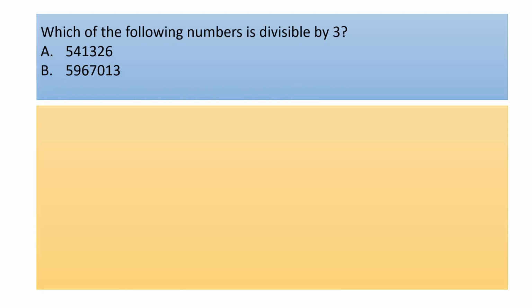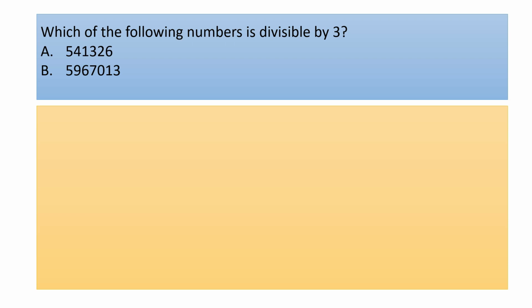Till now we have seen the divisibility rules. Now let's start solving some of the problems in divisibility. Let's jump into the problem statement. Which of the following numbers is divisible by 3? They have given two options. One is 541326, the other is 5967013. Out of these, we have to find which number is divisible by 3.